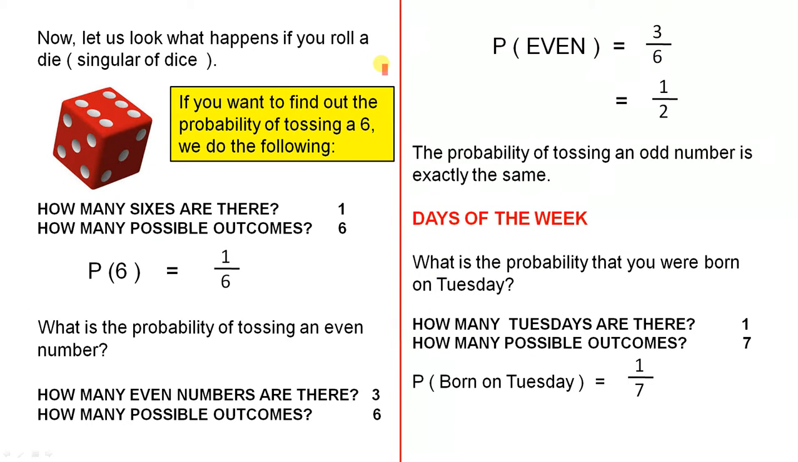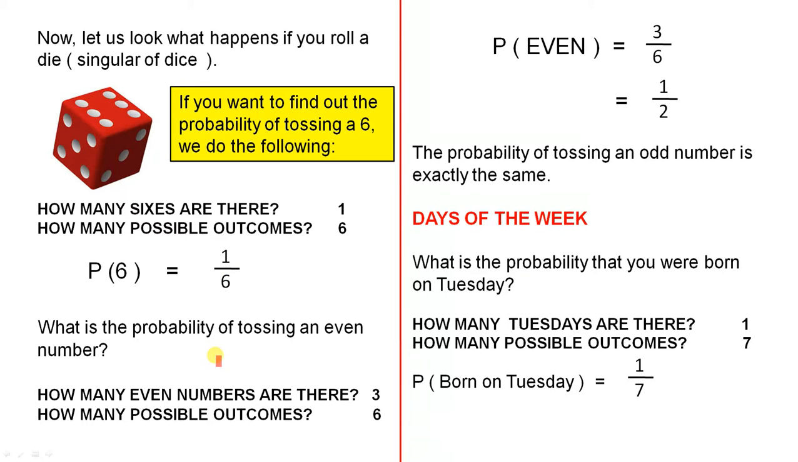Now, let us look what happens if you roll a die, which is singular of dice. If you want to find out the probability of tossing a 6, we do the following. How many 6s are there? There's 1 6 on a die. How many possible outcomes? 6, because there are 6 numbers. The probability of throwing a 6 is 1 over 6.